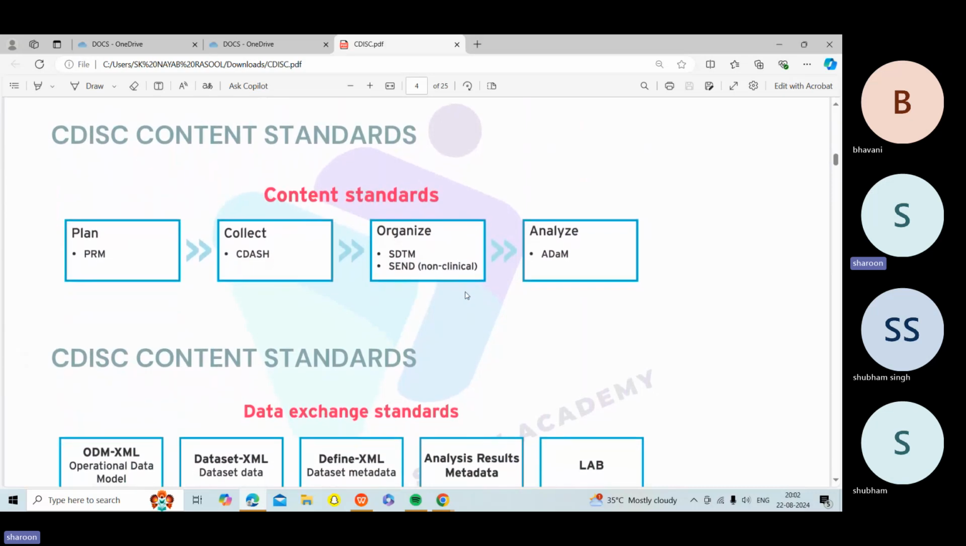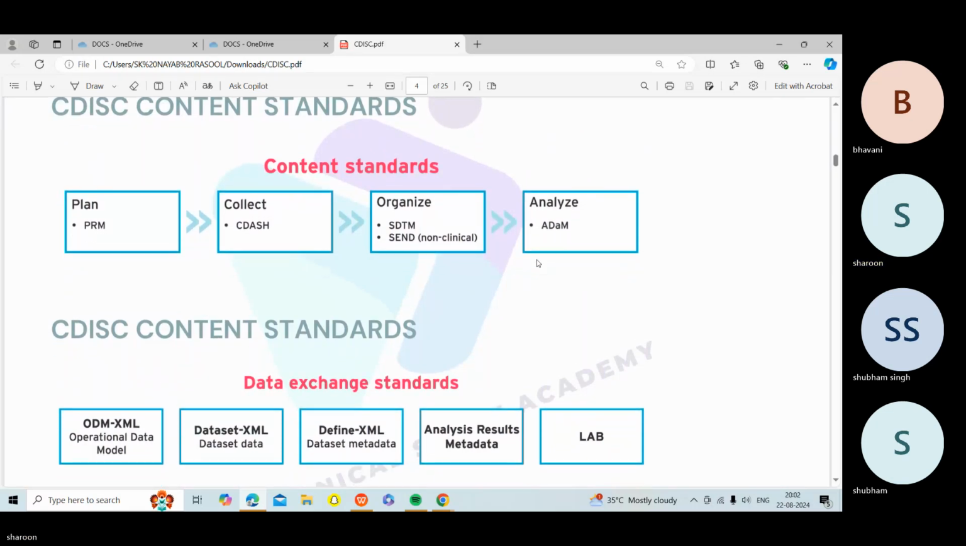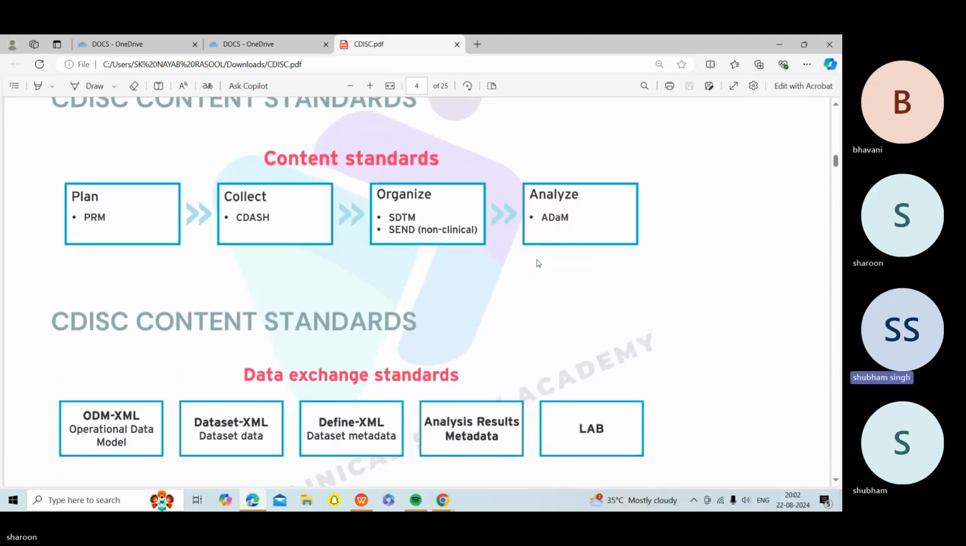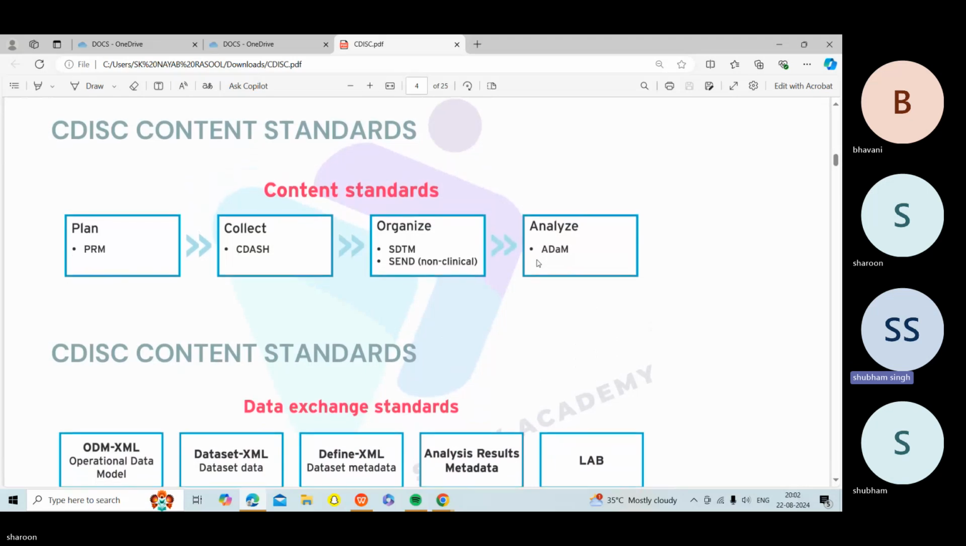CDISC content standards. Plan, PRM; collect, CDASH; organize, SDTM, SEND for non-clinical; analyze, ADaM. Now, these are some content standards. Initially, by opening the website, even after taking the screenshot, I have shown you, right? So this is the same thing, we have documented it. And for us, we should know SDTM and ADaM. We're going to see those documents as well, not ADaM, especially SDTM.